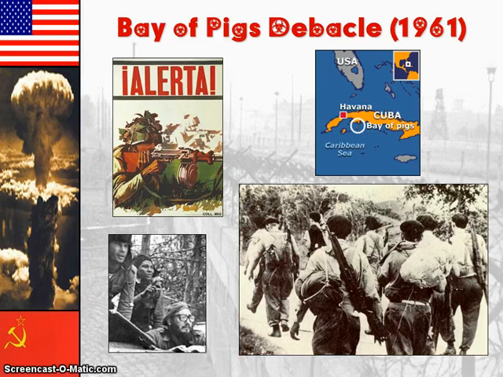In 1961, President Kennedy approved the CIA's plan to overthrow Castro's regime in Cuba. In April of 1961, the CIA-trained Cubans landed at the Bay of Pigs in Cuba, but failed in the end. They were eventually forced to surrender, and Castro used the incident in order to gain more aid from the Soviets.